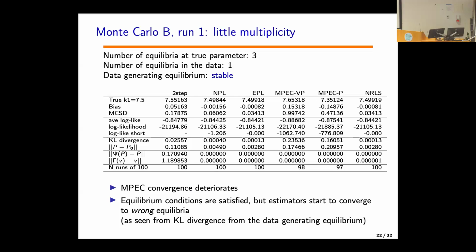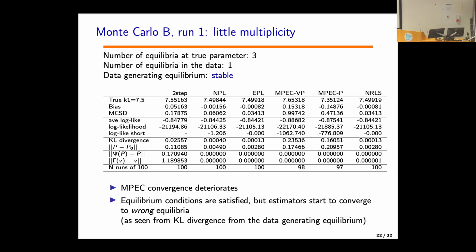Okay, so now we move to the case of a little bit of multiplicity. Here is the number of equilibria at the true parameters. So there's only 3. I mean, we could have situations with 192 million equilibria, like you've seen, but we'll start simple. Just 3 equilibria. See how this is affecting the different estimators. There's still going to be one equilibrium in the data, and the equilibrium that we take out of those 3 is a stable equilibrium.